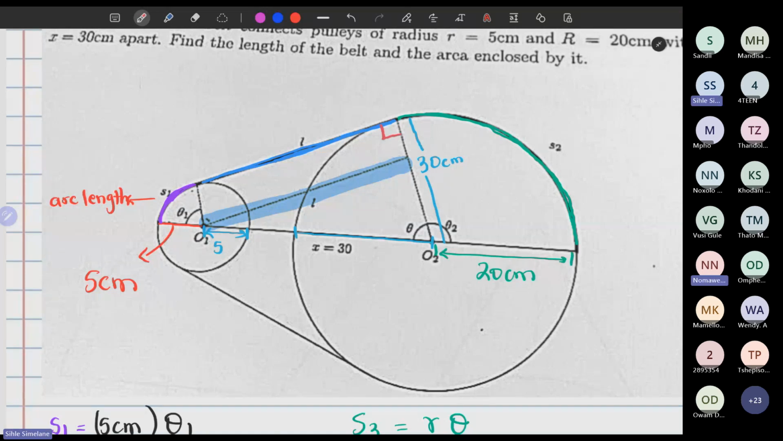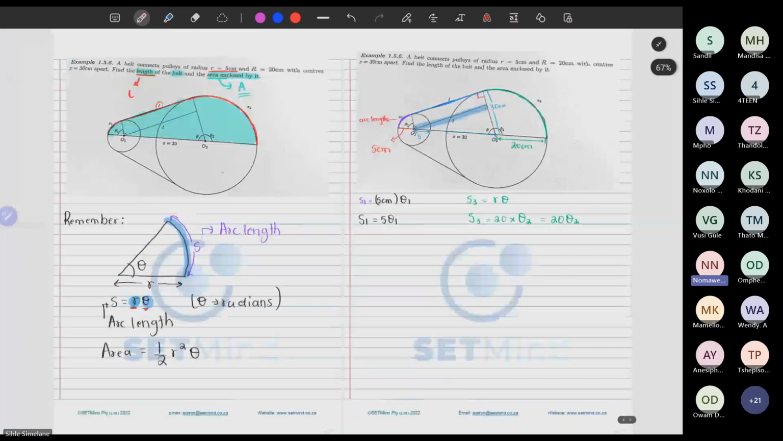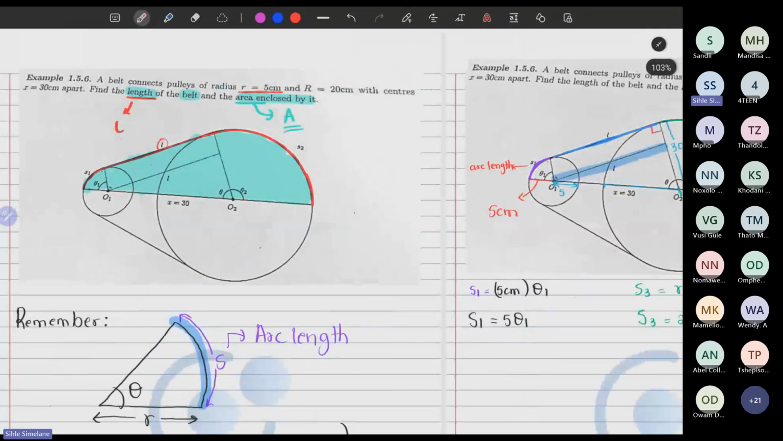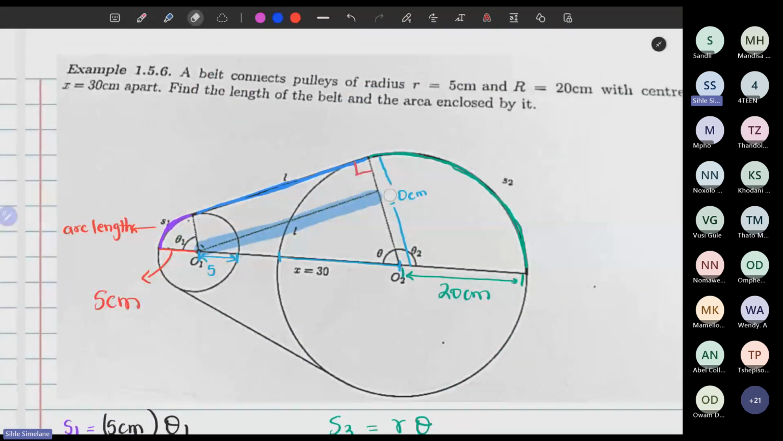But then the question comes, yes. The radius is 20 centimeters, not 30, for the big circle. Let's quickly read the statement. So the radius is 20. The distance between the centers is 30. Okay, let's quickly fix that. So the radius is 20. Please be careful. Thanks. The radius is 20, and the distance between the two centers is the one which is 30.